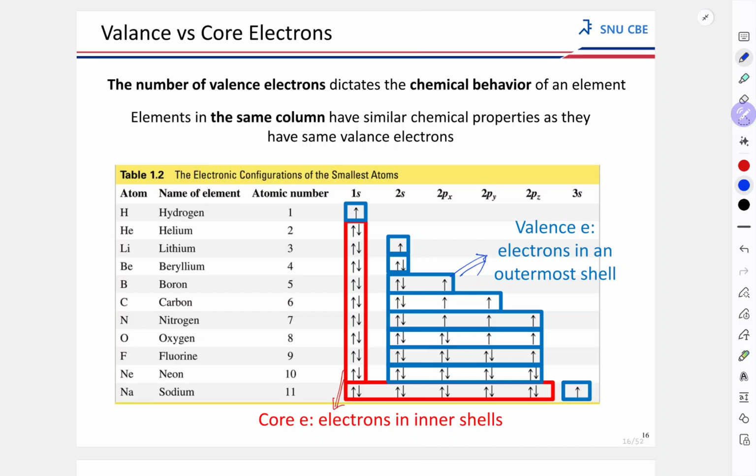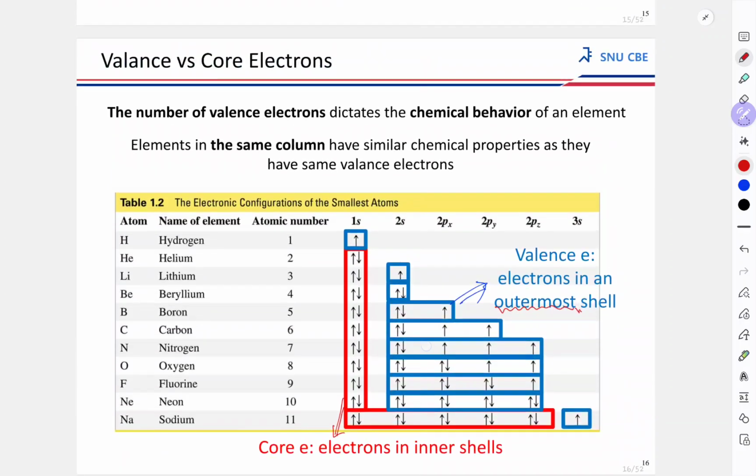What about lithium? You have 1s core electrons and a 2s valence electron. What about oxygen? You have 1s and 2s core electrons, and the valence electrons in the blue box: 1, 2, 3, 4, 5, 6 valence electrons from oxygen. What about fluorine? Fluorine has 7 valence electrons and 2 core electrons, of course. So again, valence electrons indicate the electrons in the outermost shell.